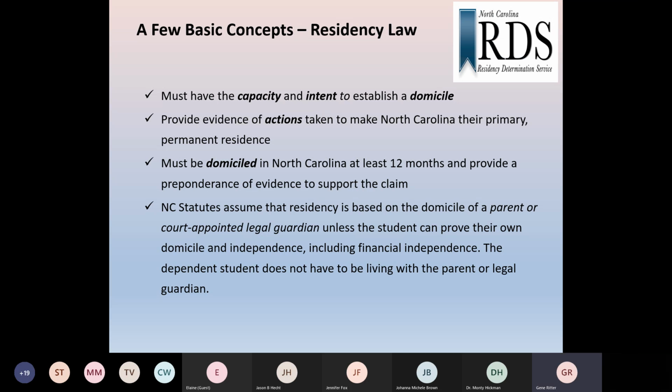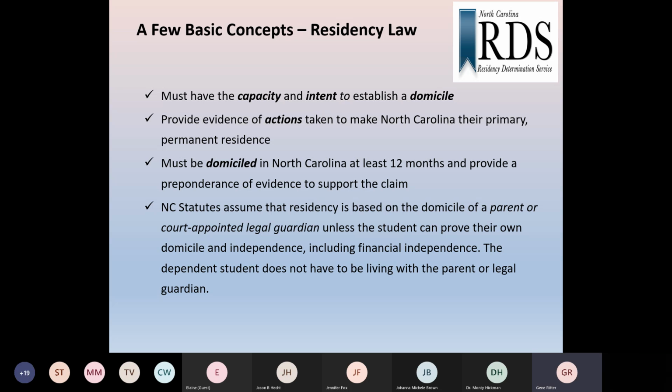So some of the basics that residency law says: you have to have the legal capacity to establish a residence. For example, someone age 16, as a minor, doesn't have the ability to establish an independent residence from their parent. And the intent must be that it's a domicile. That means your primary permanent residence. You can have more than one home, but only one by law can be primary.